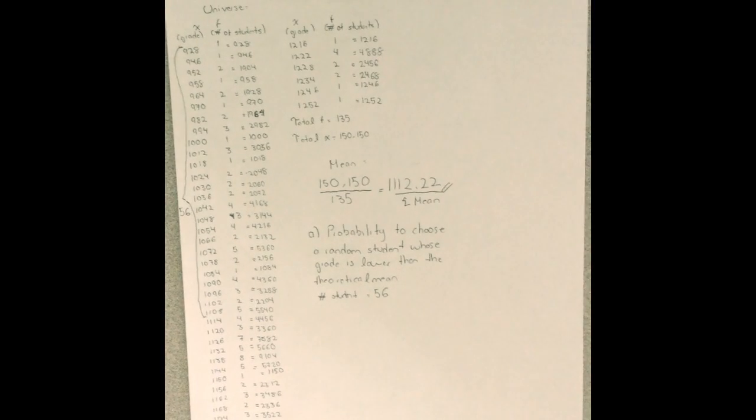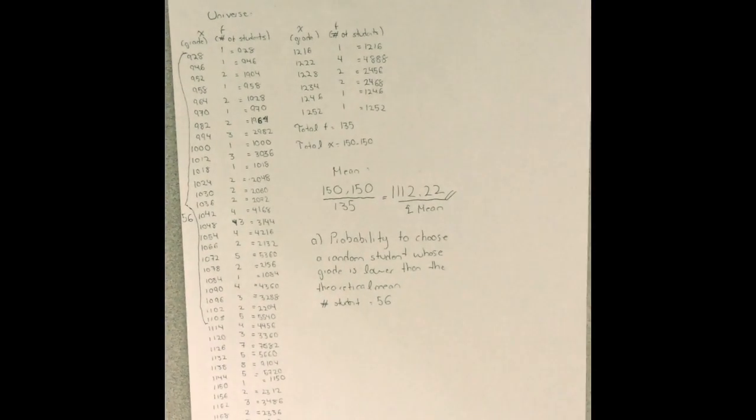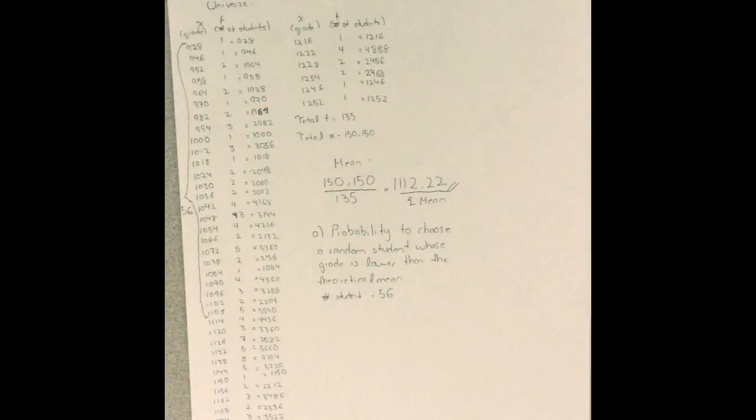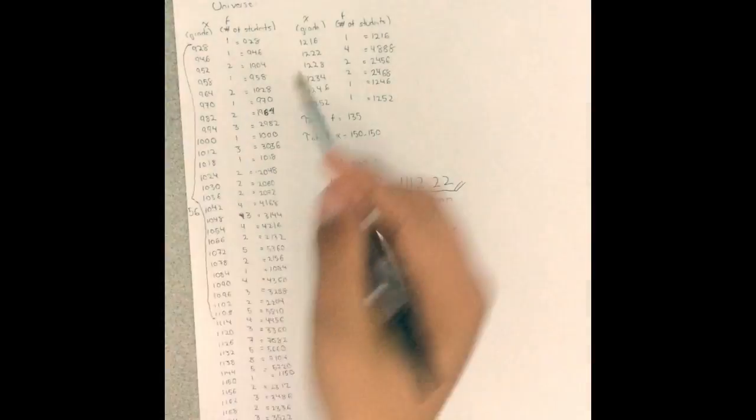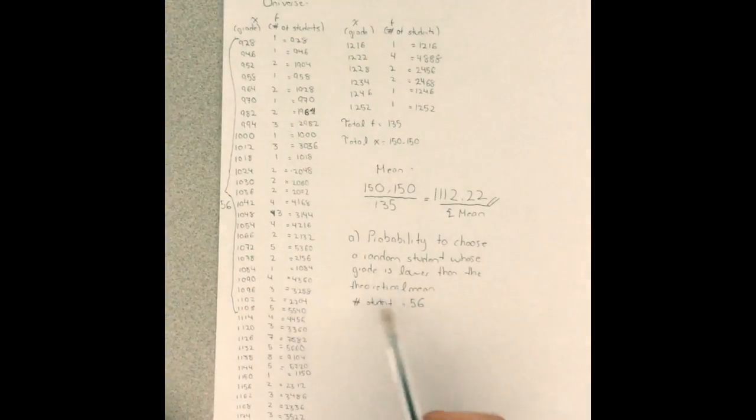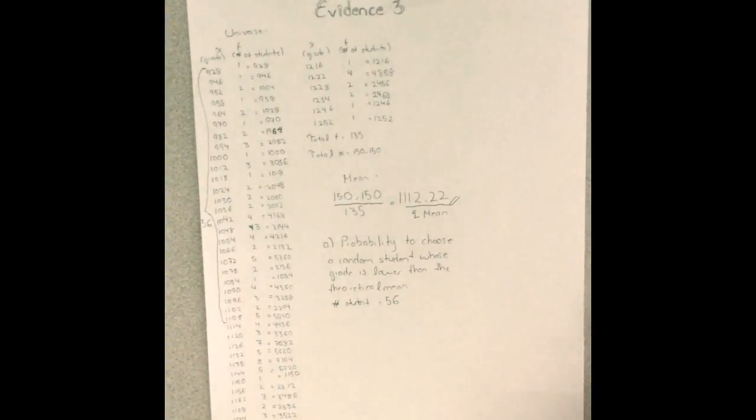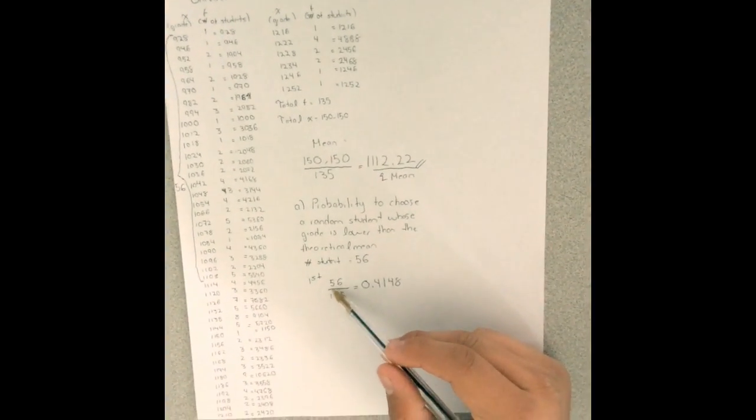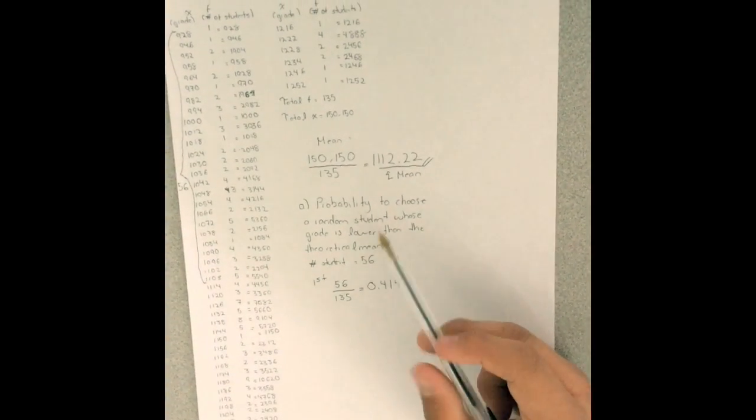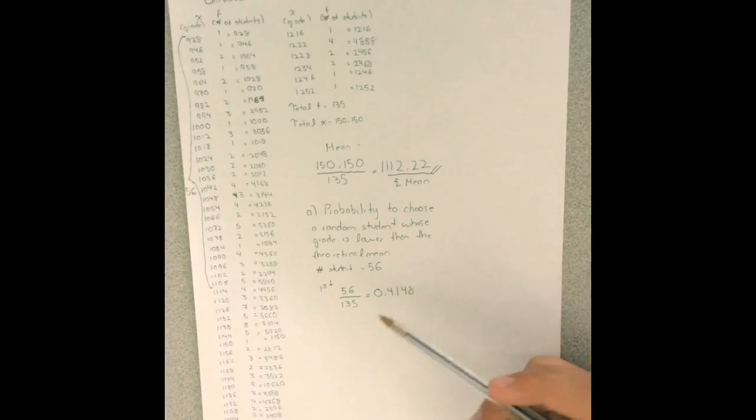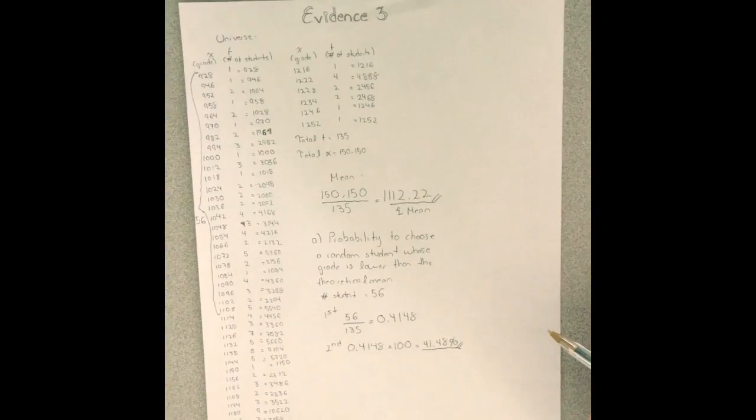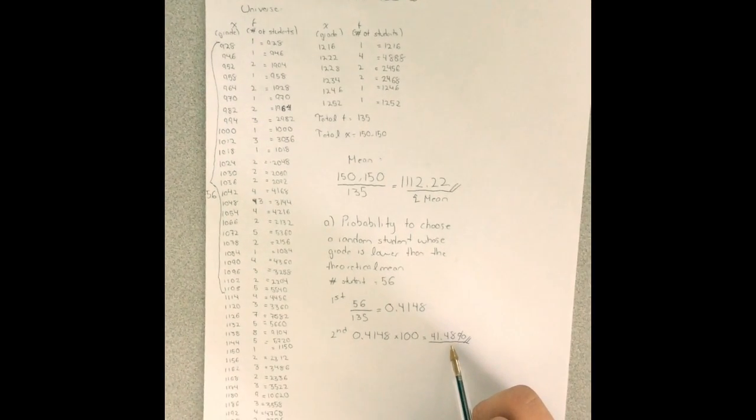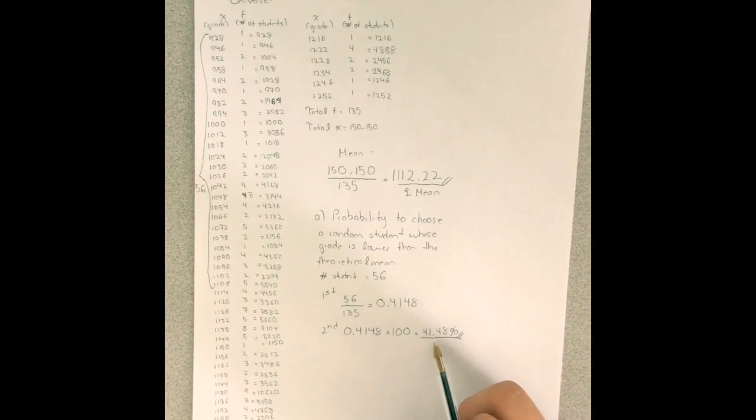For problem A, we need to find the probability from a random student whose grade is lower than the theoretical mean. The number of students that respect this condition is 56. For problem A, we need to do the following. First, divide 56 over 135, since 56 is the restriction value and 135 is the total universe. We multiply the result by 100 to obtain the percentage. That will be our result and our answer.